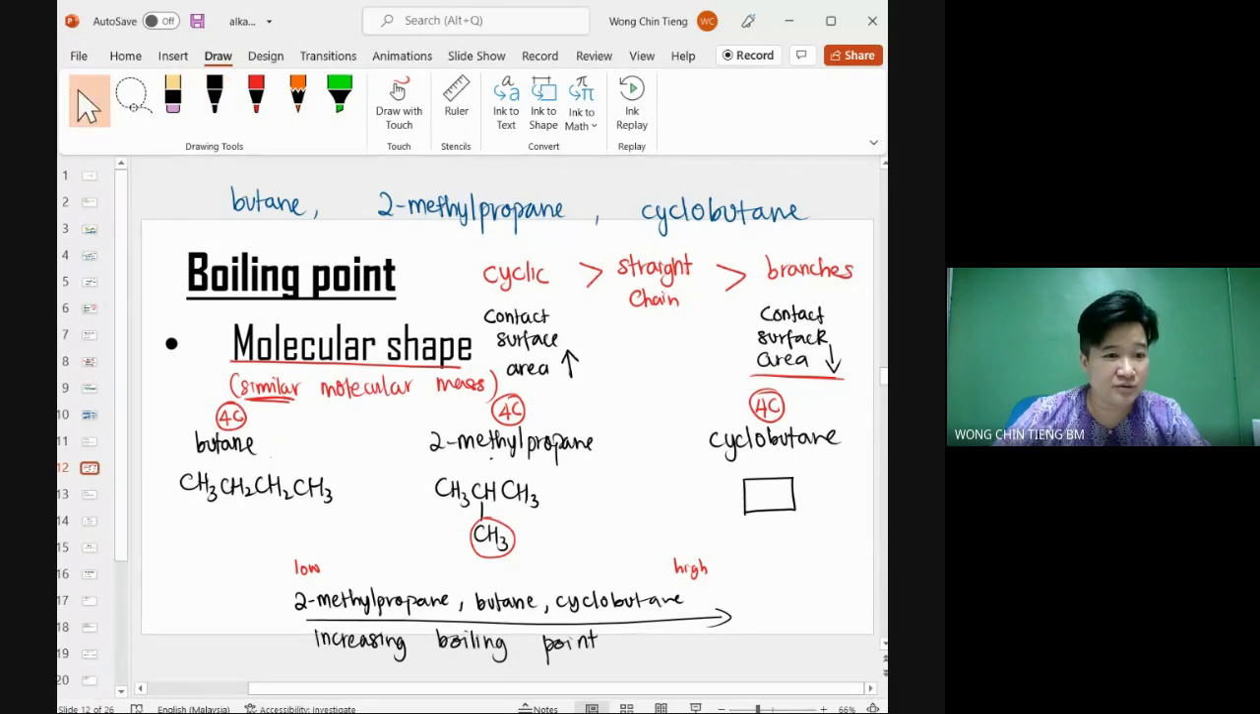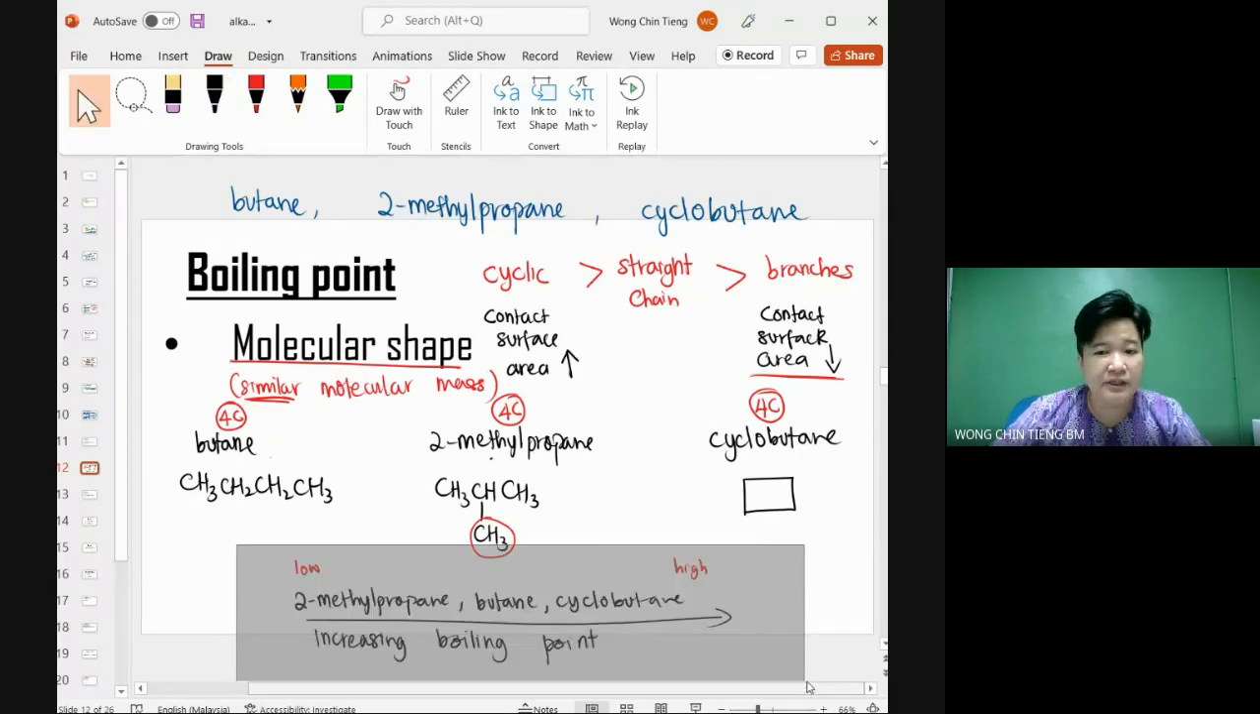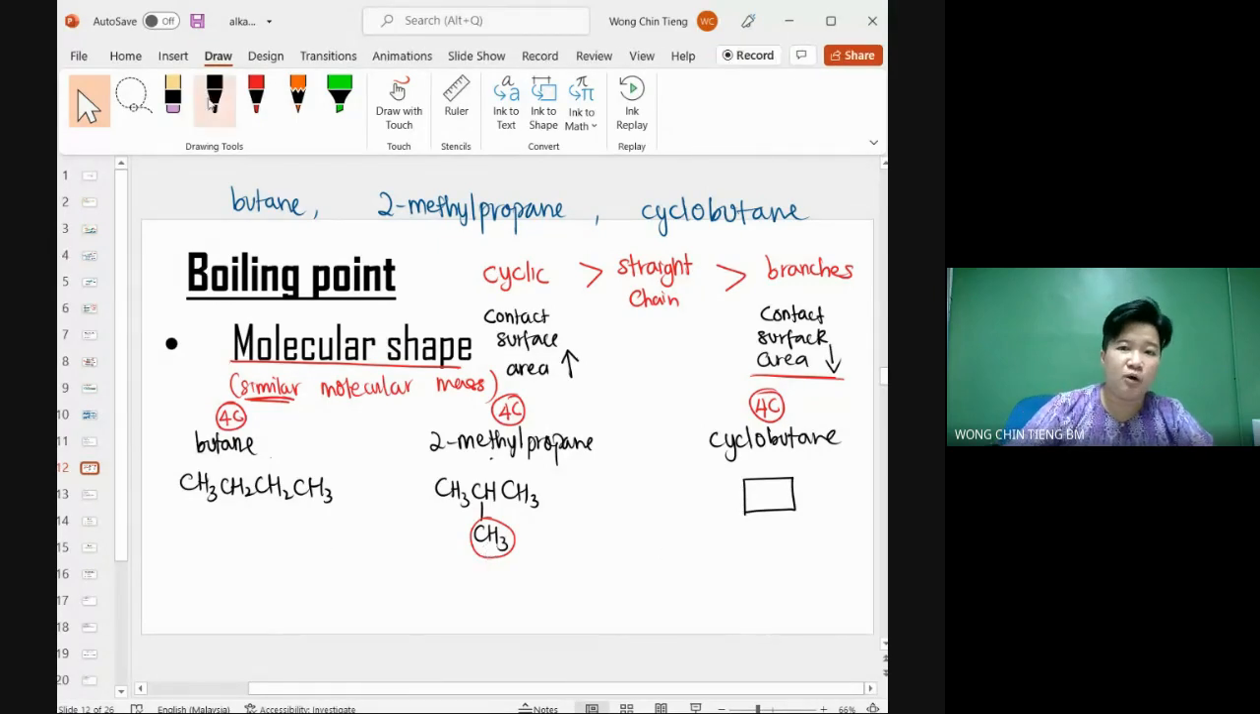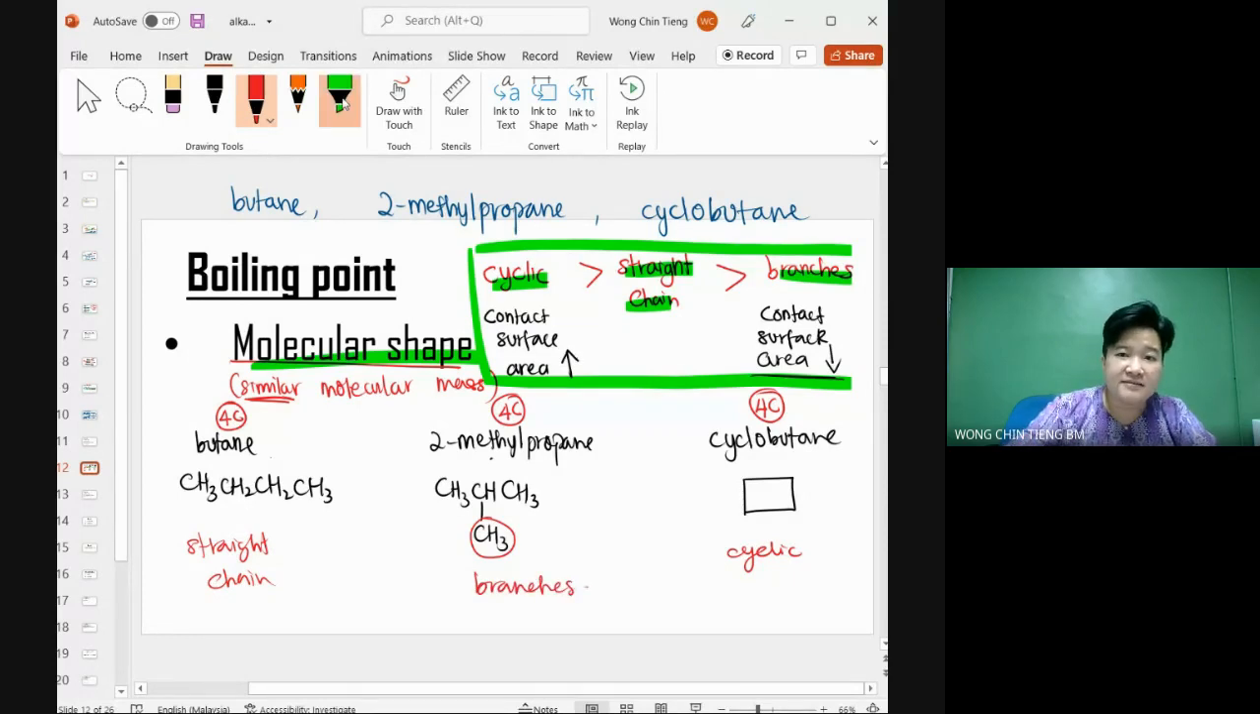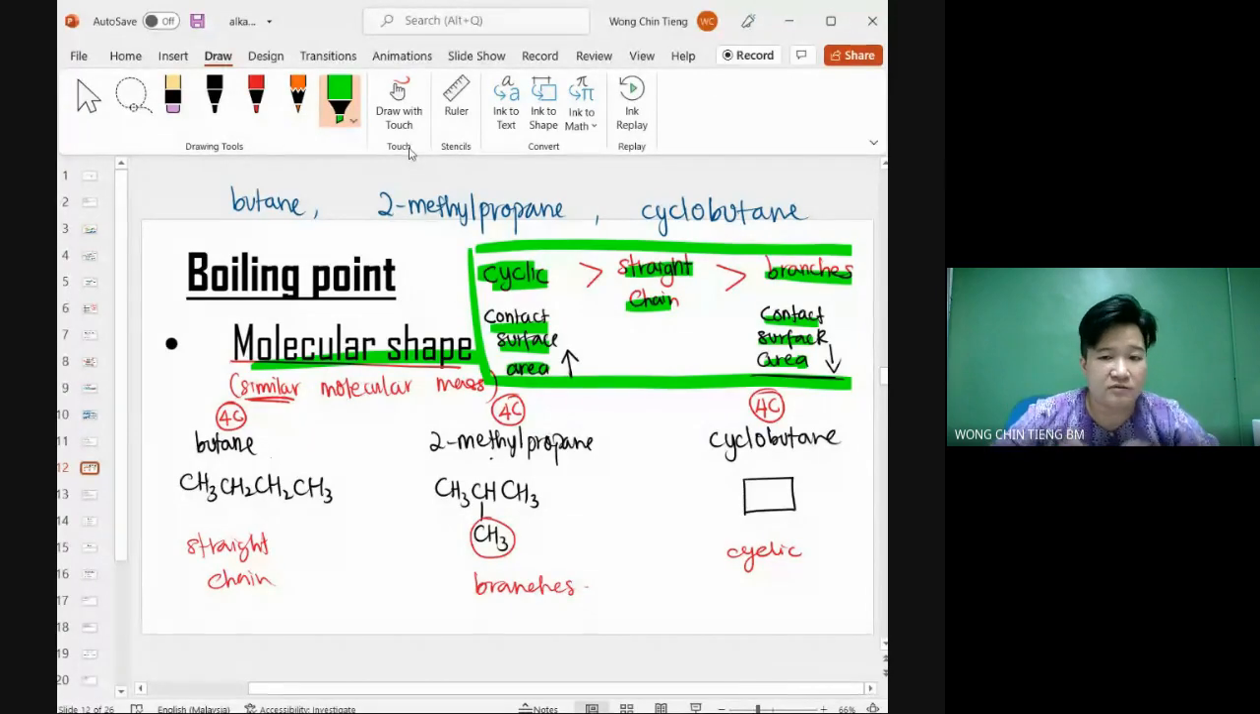Okay? Boleh? Setuju? So, the keyword that I'm giving you over here guys is this one. Bila kita bincang pasal molecular shape, what shape are we looking at? The cyclic, the straight chain, and the branches. That is our cyclic. That is our straight chain, 4 carbon, tak ada cabang. This is our branches. Nampak? And why cyclic? Because cyclic will have a larger contact surface area compared to the rest of the two, where branches will have the smallest contact surface area.